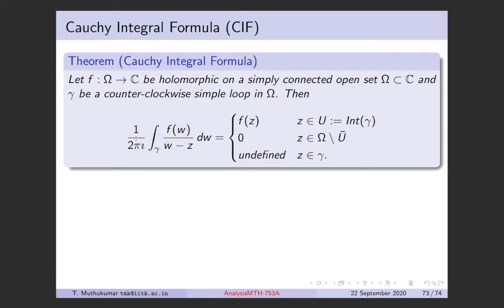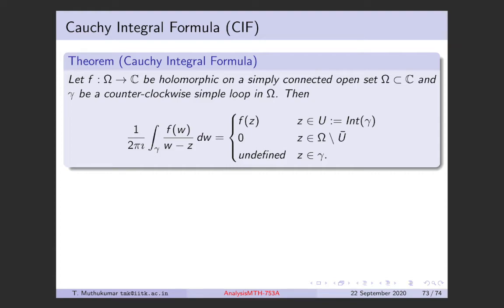That is, the integral of 1 over 2 pi i, f of w over w minus z. So this integral is over w. w is coming from the loop. z is any point in the domain. Okay, z is any point in the domain.